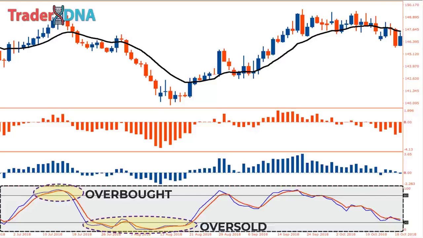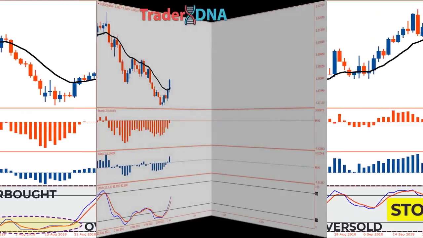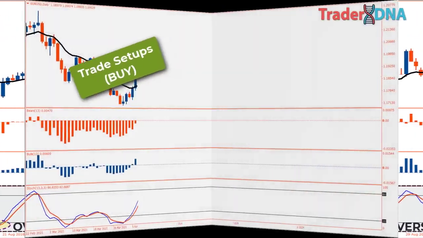What needs to be noted in the Avatar strategy is that the stochastic oscillator setting is 13.3.3, following the periods specified by the Elder Ray strategy. These are the details of the strategy.